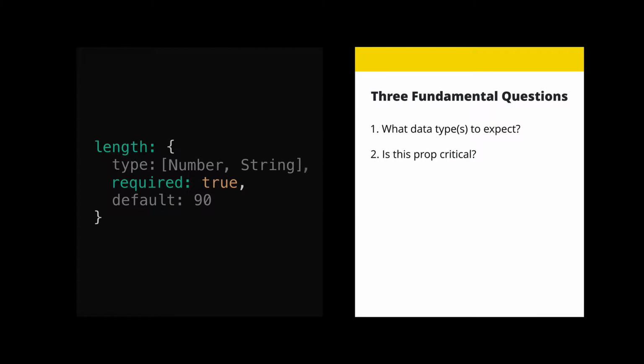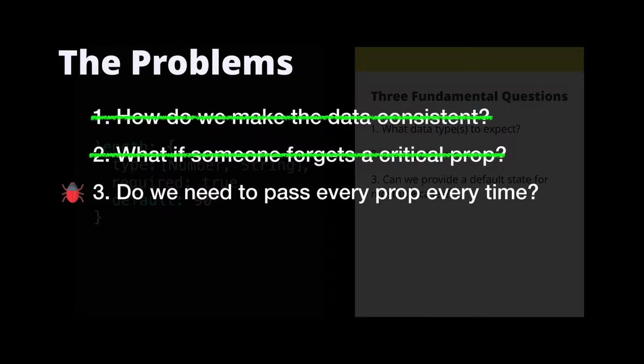Finally, we want to know whether or not we can provide a default state for most use cases. As we can see for this length property, we're going to go ahead and assume that most movies are 90 minutes by default. And with that, we no longer need to pass every prop every time, since we can define default values on our props.